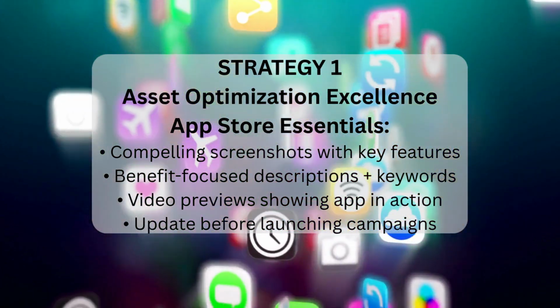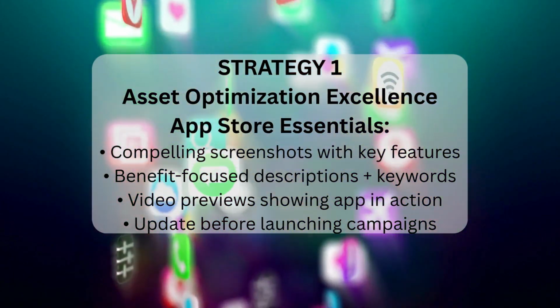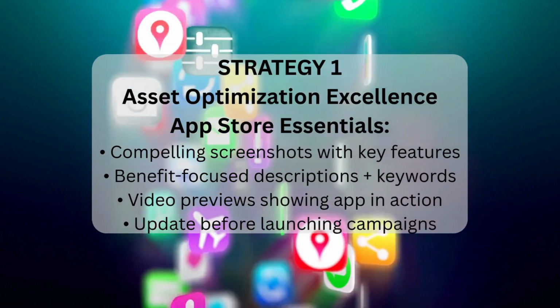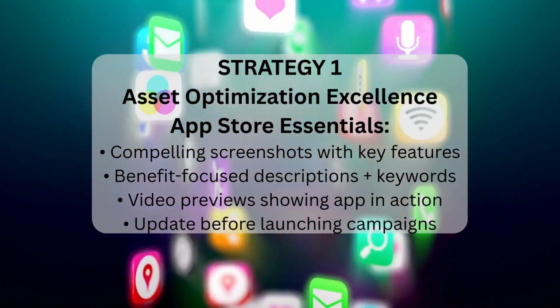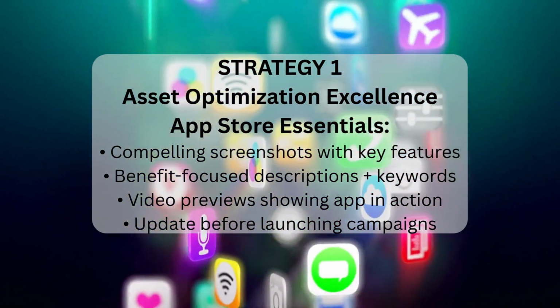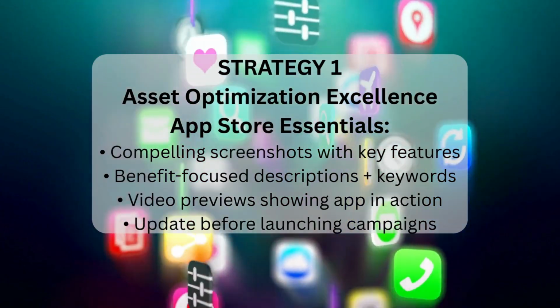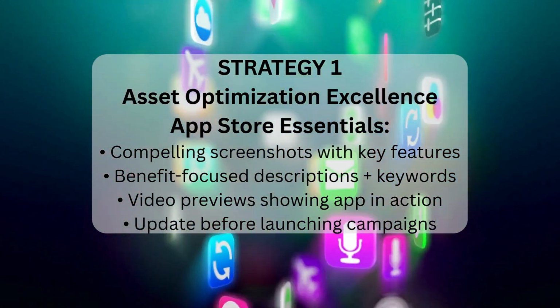Your App Store listing is crucial. Google pulls creative assets directly from your store page. Use compelling screenshots showing key features, write benefit-focused descriptions with relevant keywords, and include video previews showcasing your app in action. Update your store listing before launching campaigns for maximum impact.